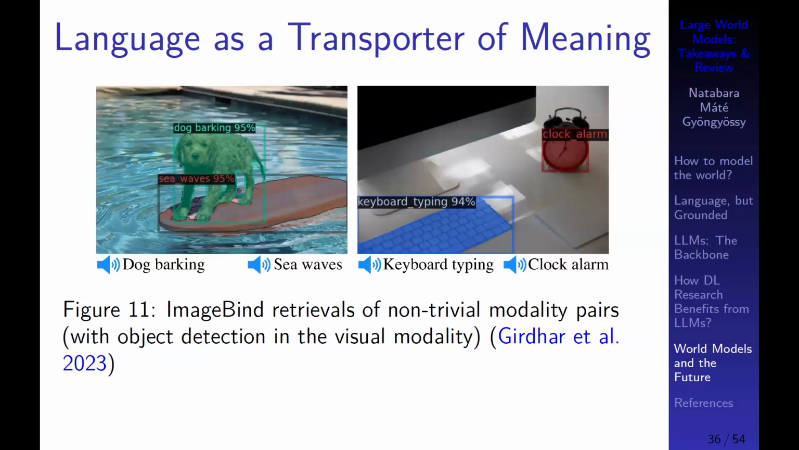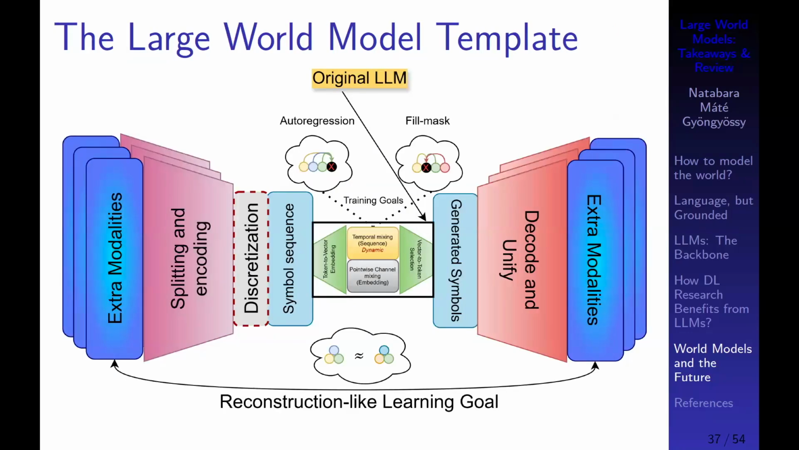Here is an example. You can have object detection based on sound, because all of these are matching, and you are just looking for the part of the image which matches the representation of the sound the best. So how can we construct a language model? How can we construct a world model from this?